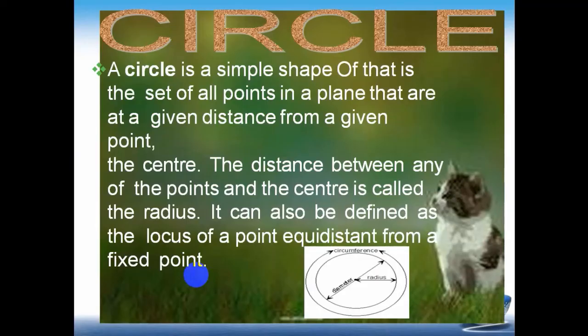Now circle. A circle is a simple shape that is the set of all points in a plane that are at a given distance from a fixed point, the center. The distance between any of the points and the center is called the radius. It can also be defined as the locus of the point equidistant from a fixed point. You see over here, this is a circle.